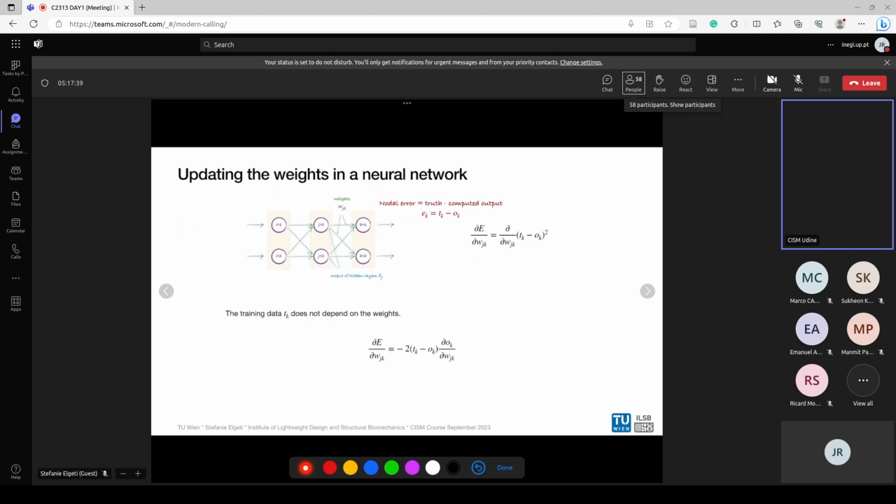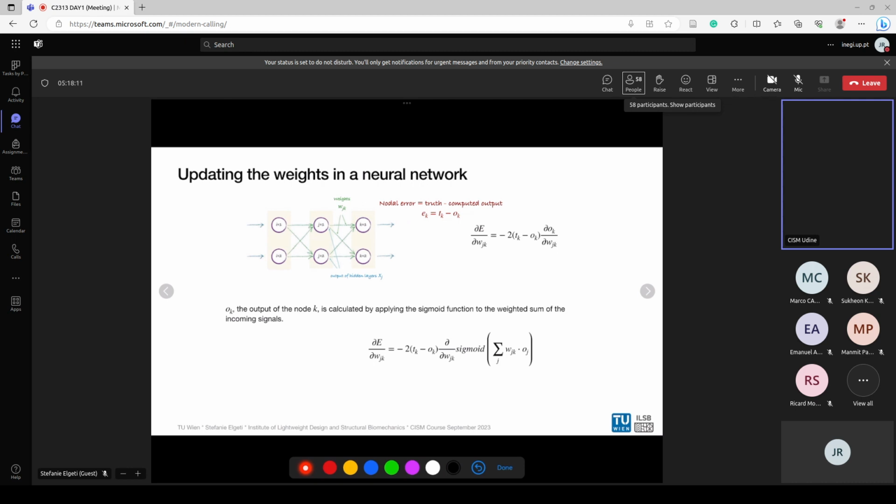Now, I took what we had at the bottom here and I put it here. This was our previous step where we were able to remove the sum. Now, the next thing that we know is that the training data, TK, does not depend on the weights. So this can be factored out. So then we obtain this expression. Now I take this again, put it to the top right. This is where we were at.